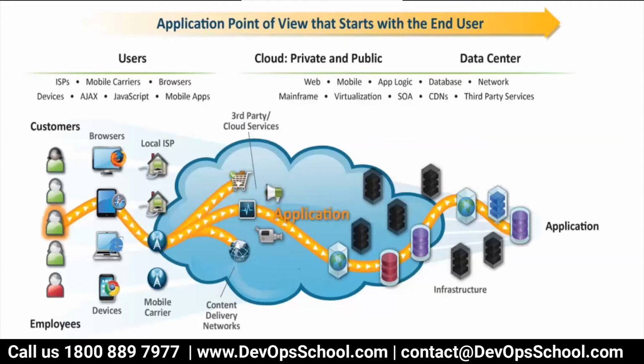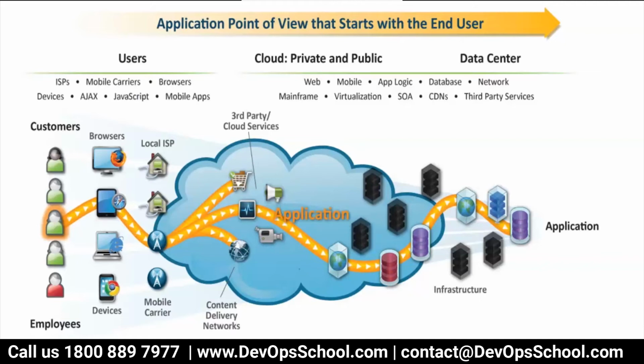You have different customers, different devices, different browsers, different ISPs, different data centers, different CDNs, different front end, different back end, different microservices, and your request is traveling through various ways, and then you are getting a response. So how do you manage this application performance management? How do you get it?